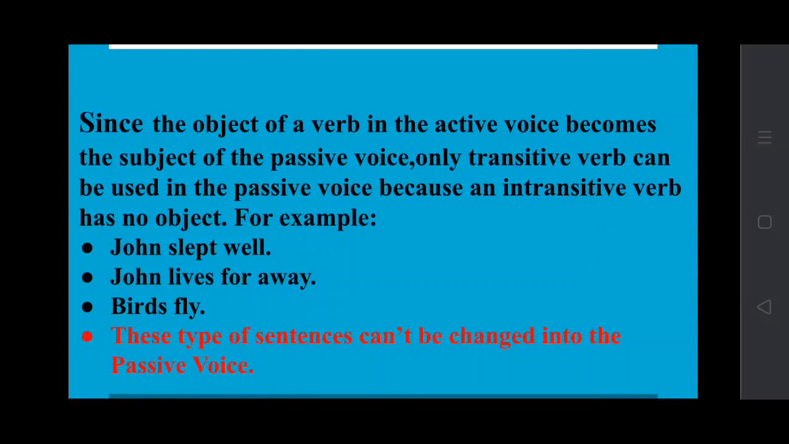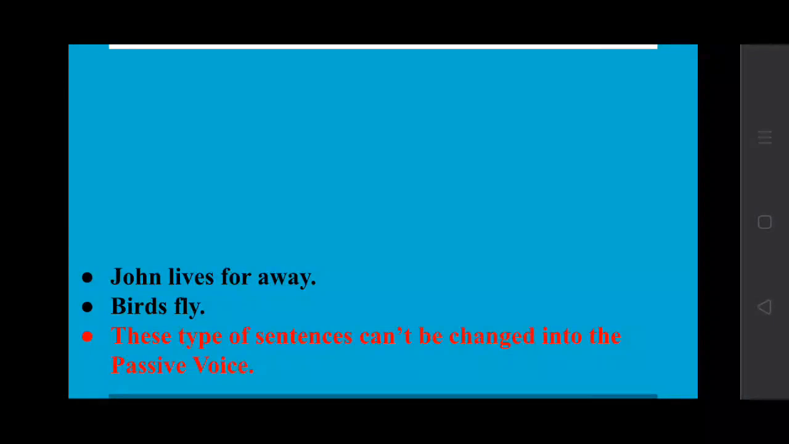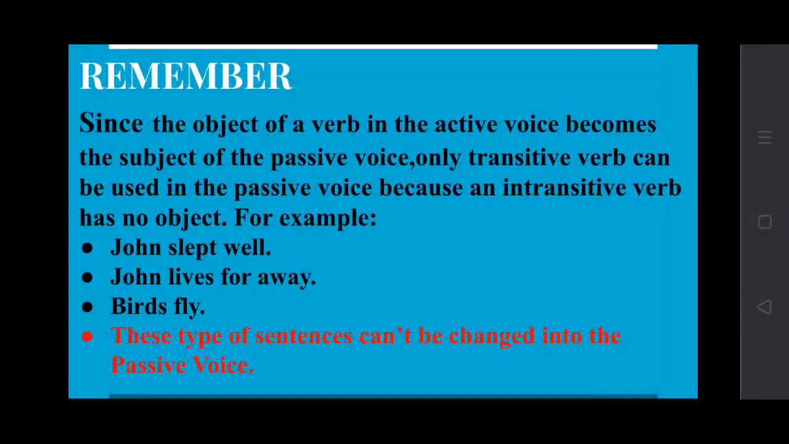Remember, since the object of a verb in the active voice becomes the subject of the passive voice, only a transitive verb can be used in the passive voice, because an intransitive verb has no object. So when there is a transitive verb, only then can we change it into the passive voice. Like John slept well. Now here there is no object. Slept is an intransitive verb. John lives far away. Birds fly. So in all these cases, because there is no object, they can't be changed into the passive voice.